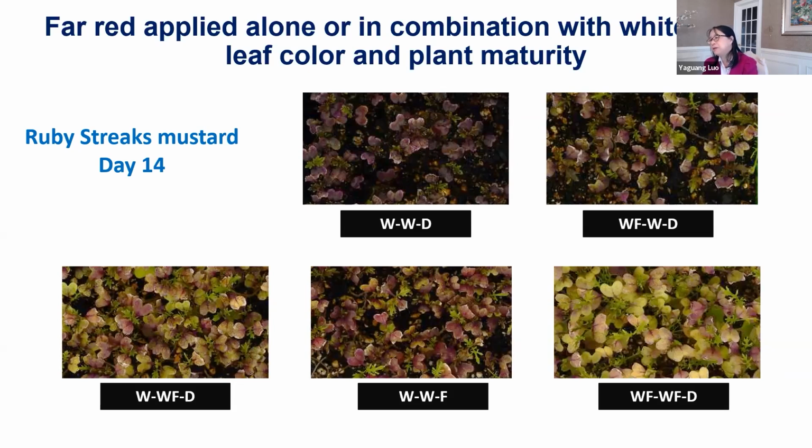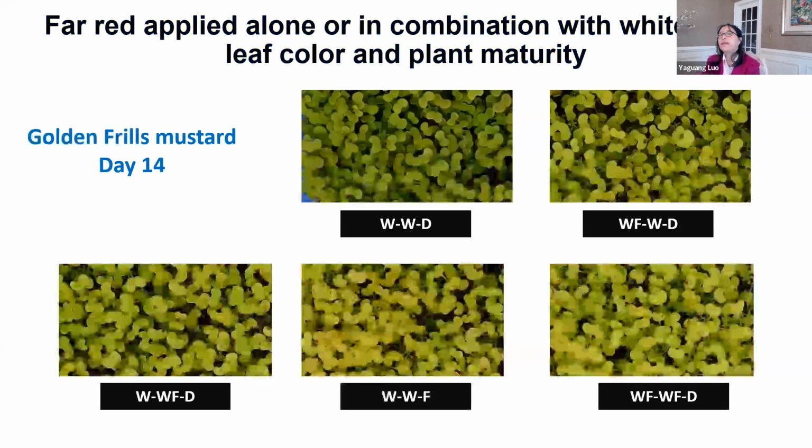But we also noticed changes in plant maturity. As you can see, the ones with the far red have more true leaves emerged at this microgreen stage. That's for red ruby streak. Now for the golden frills mustard, we saw a similar response as in the ruby streak, but not as pronounced.